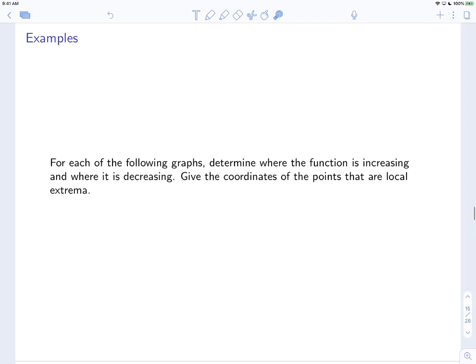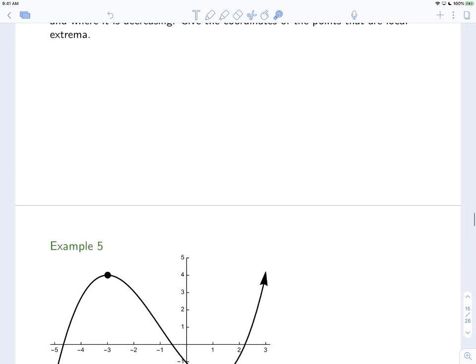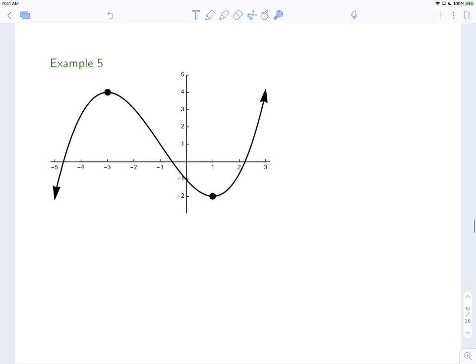Okay, let's look at some examples. For each of the following graphs, which will appear on later slides, let's determine where the function is increasing and where it is decreasing, and let's give the coordinates of the points that are local extrema, based on what we see in the graph. So here's our first example.